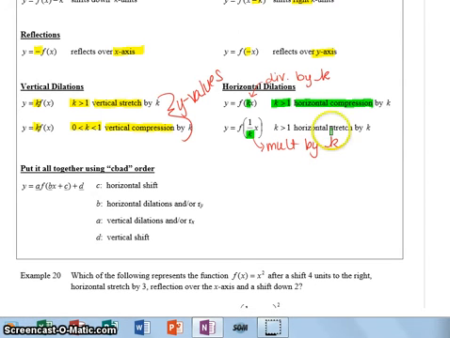And notice how they describe the horizontal stretch by k. If k was 2, they're not going to say it's a horizontal stretch by a half. They're going to say it's a horizontal stretch by 2. So it's that denominator that you describe the stretch by.